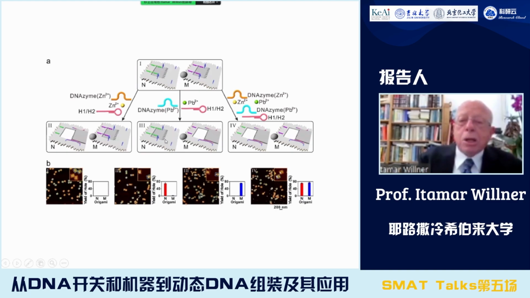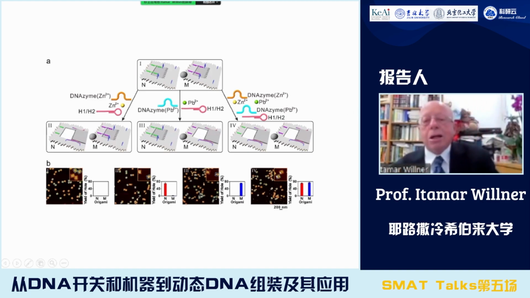And in the presence of zinc ions, we unlock only one type of the origamis. You can see here that we have the other one locked. With the lead ion, we open the second type of the origami, and we have the labeled one unlocked. And if we add zinc and lead ions to the system, we open the two types of the origami.